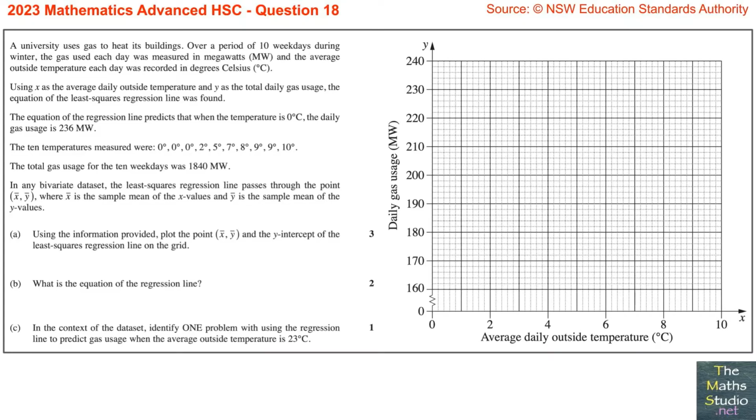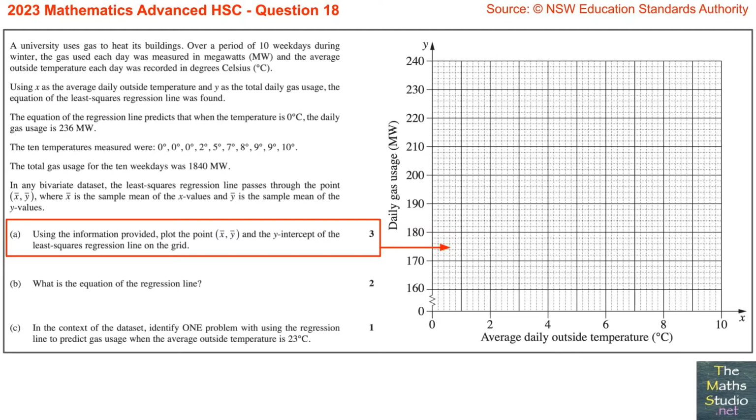The equation of the regression line predicts that when the temperature is 0 degrees Celsius, the daily gas usage is 236 megawatts. The 10 temperatures measured were 0, 0, 0, 2, 5, 7, 8, 9, 9, and 10 degrees. The total gas usage for the 10 weekdays was 1,840 megawatts. In any bivariate dataset, the least squares regression line passes through the point (x̄, ȳ), where x̄ is the sample mean of the x values and ȳ is the sample mean of the y values.